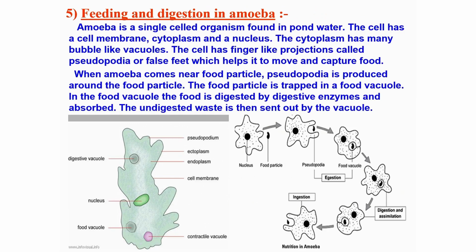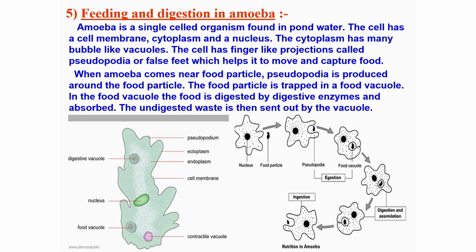Feeding and digestion in amoeba. Amoeba is a single celled organism found in pond water. The cell has a cell membrane, cytoplasm, and a nucleus. The cytoplasm has many bubble-like vacuoles. The cell has finger-like projections called pseudopodia or false feet, which help it to move and capture food.